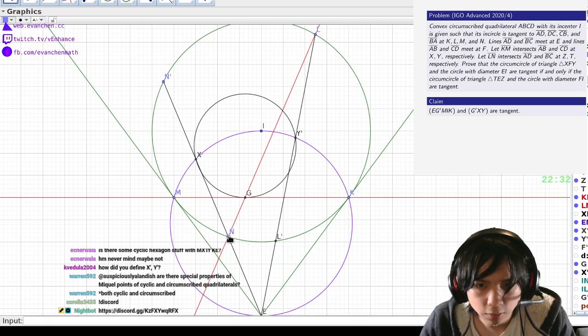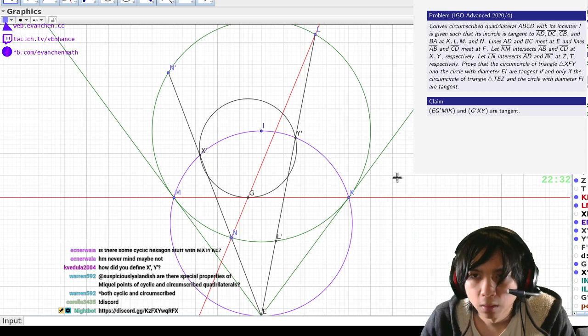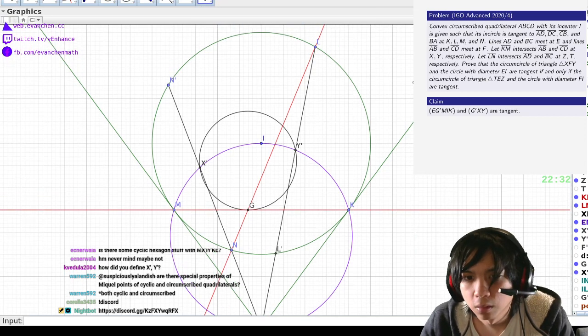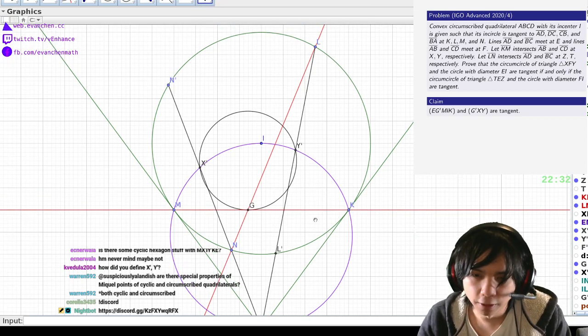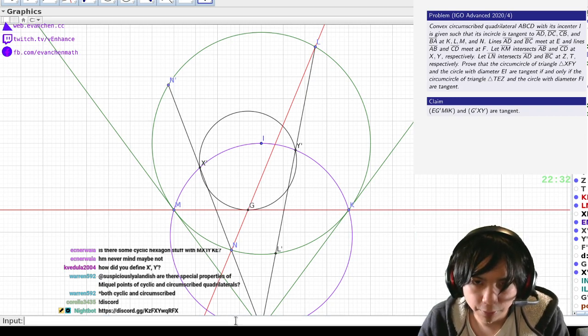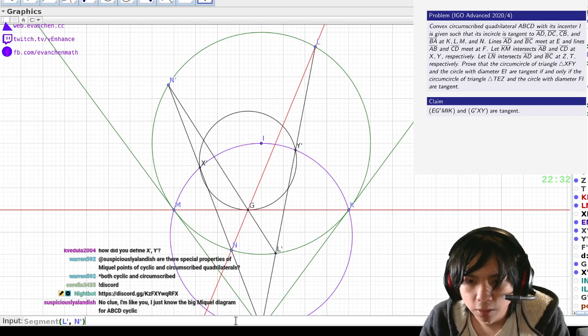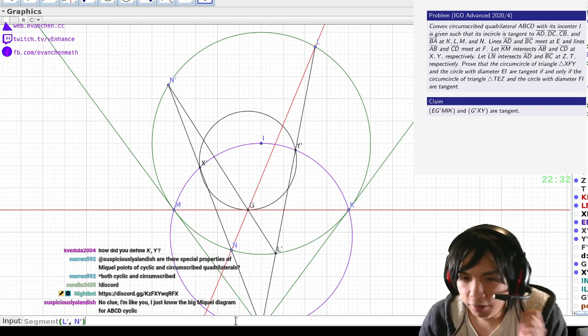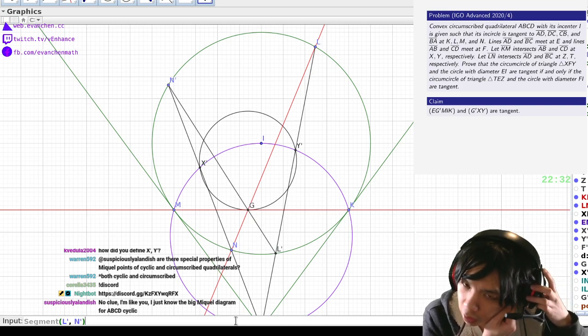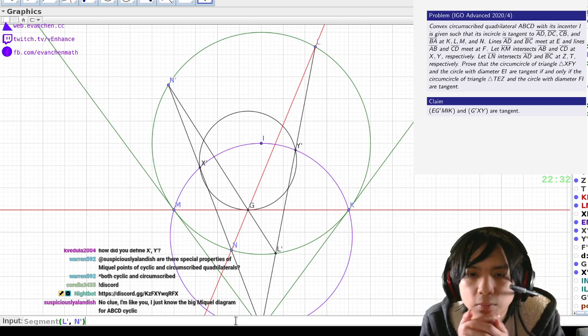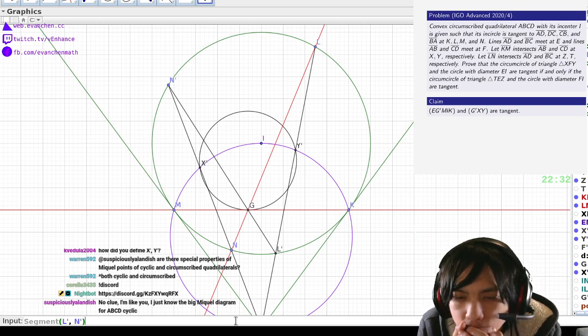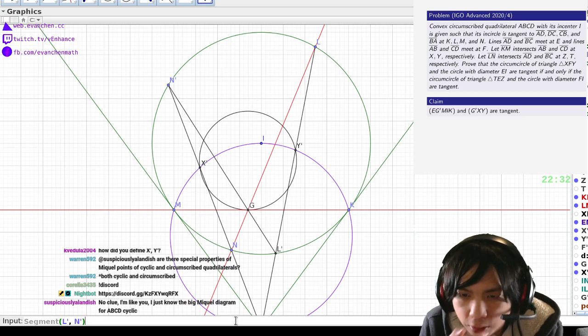Okay, so here we are. I have a feeling that these might concur. Yep, I have the right feeling. Why do these concur? I have no idea. That's gotta be a very general statement though. Why do they concur?